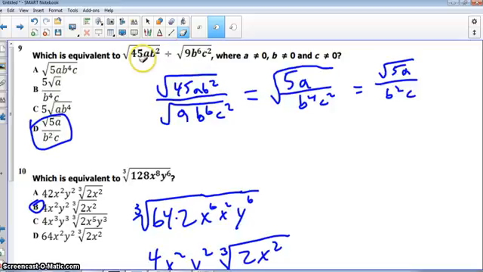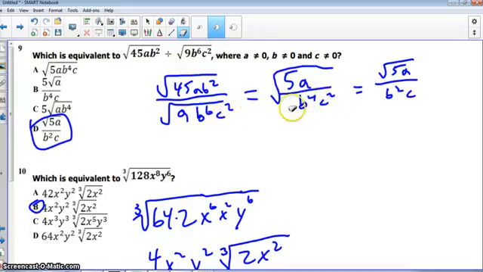Question number 9. Square root of 45ab squared divided by 9b to the 6c squared. So I put it as a fraction like this over top of itself, so it's easier to see what's going on. 45 divided by 9 does make a 5, all under a radical. A on the top stays there. B squared over b to the 6th makes b to the 4th on the bottom. C squared stays on the bottom because it's the only place there are any c's.